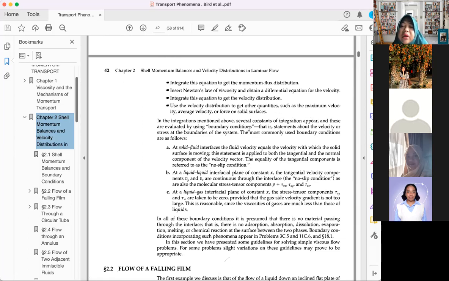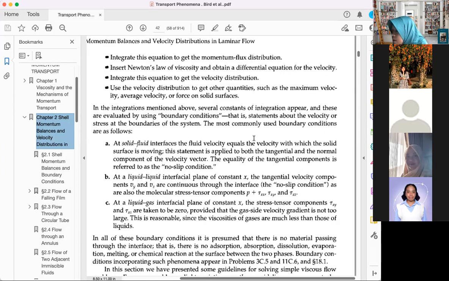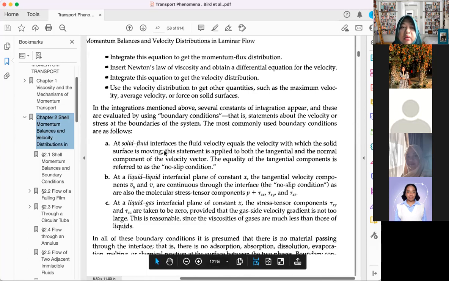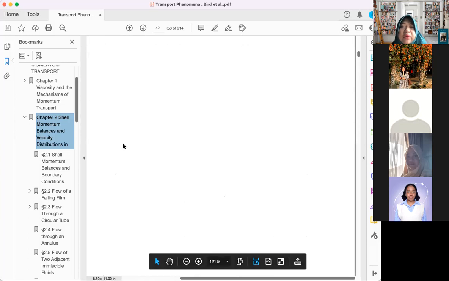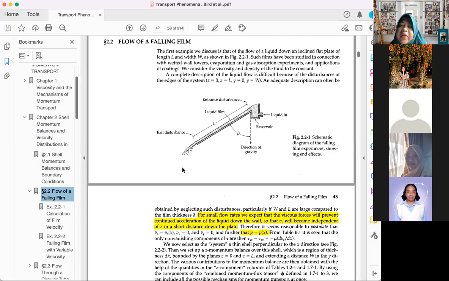Also around here, on page 42, this is very important, you may want to make a highlight here. This is the most common boundary condition. So the first one is at a solid interface, a liquid-liquid interface, and a liquid-gas interface. Okay. And today we're gonna continue our discussion regarding the example in chapter 2.2 about flow of a falling film.